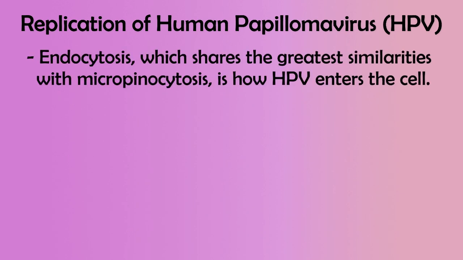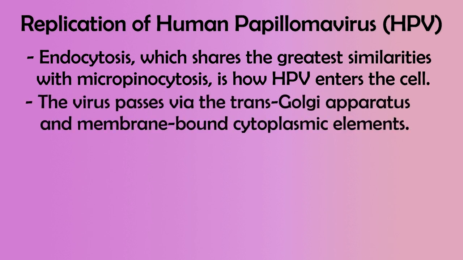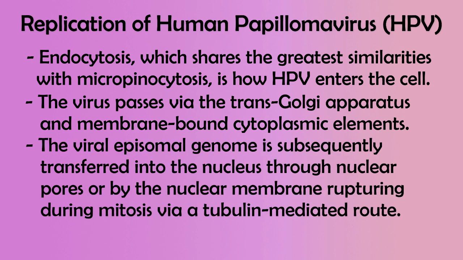Human papillomavirus enters the cell by endocytosis, which shares the greatest similarities with macropinocytosis. The virus passes via the trans-Golgi apparatus and membrane-bound cytoplasmic elements. The viral episomal genome is subsequently transferred into the nucleus through nuclear pores or by the nuclear membrane rupturing during mitosis with a tubule-mediated route.